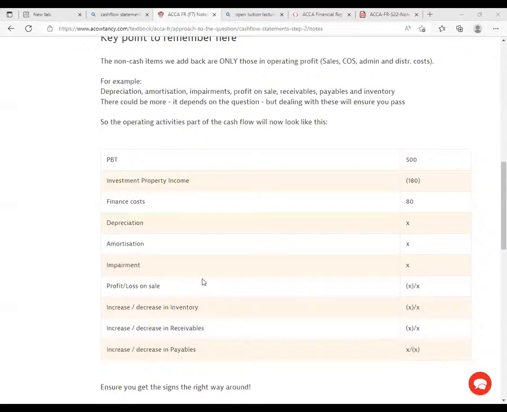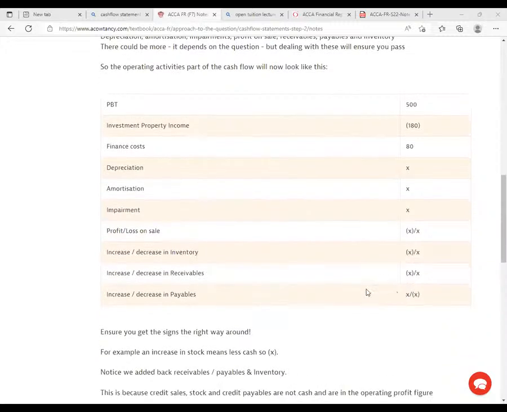which I'll be teaching you later on. Great. Now here we are. Now, ladies and gentlemen, you can see the format these guys have given us. They told us, IS7, start with profit before tax. If there is any investment property income, subtract it. Finance cost will be subtracted up there, so you add it back. And if there is any depreciation, you have to add back. These are non-monetary. Amortization, add back. Impairment, you add back. If it's a profit, as we shall be seeing, what do you do? Profit which has been added there, you subtract, and so on. And ensure that you get the signs right.